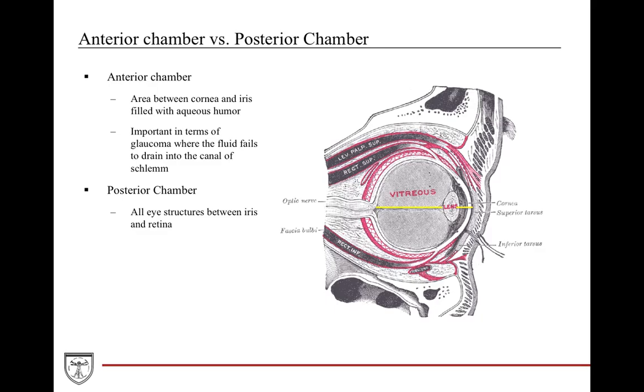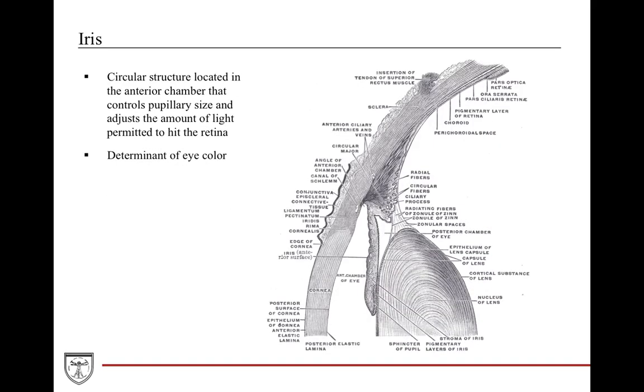So again, this whole concept I mentioned, anterior chamber versus posterior chamber. So anterior chamber is pretty much any structures from the lens forward, and then posterior chamber is pretty much anything from like the iris lens posterior to the retina. And the reason why it's important is knowing what the anterior chamber is and its relevance to glaucoma, as we'll discuss later.